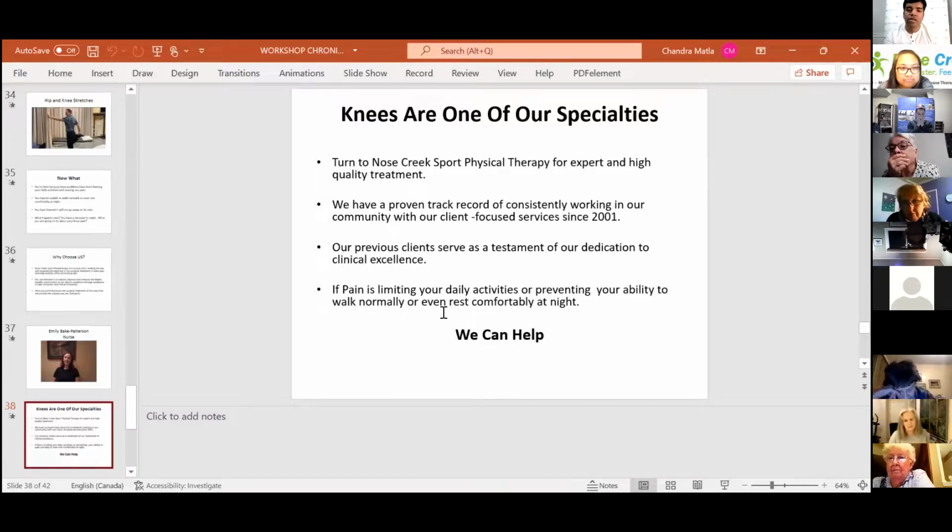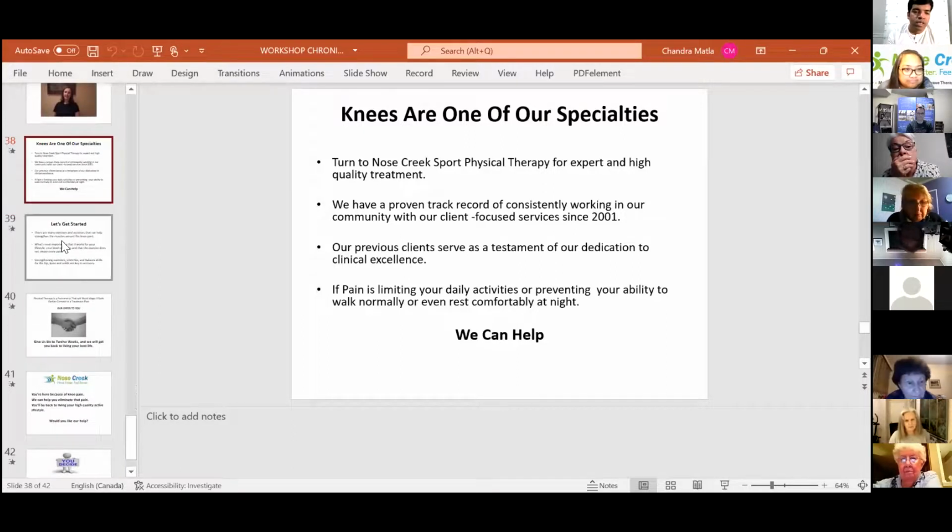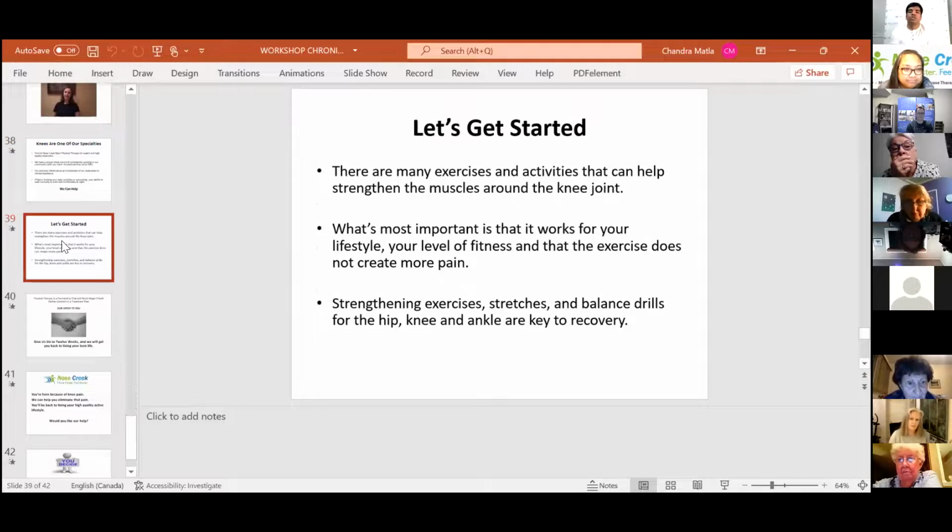And if pain is limiting your day-to-day activities and preventing your ability to walk normally or even rest comfortably at night, this is a time to consider seeing the experts. Okay, so let's get started. There are many exercises and activities that can help to strengthen the muscles around the knee joint.